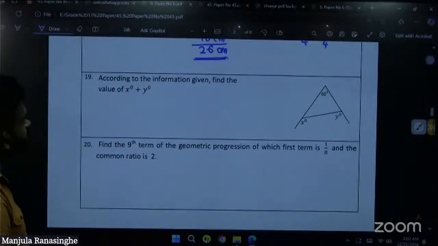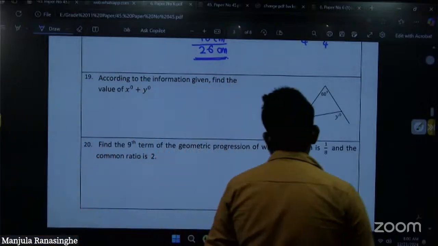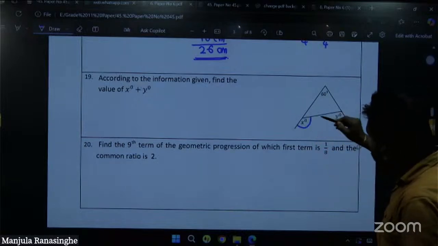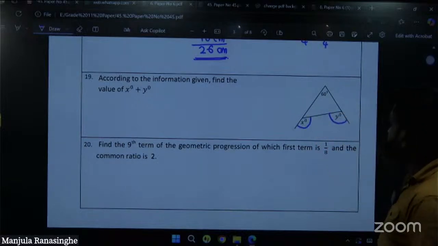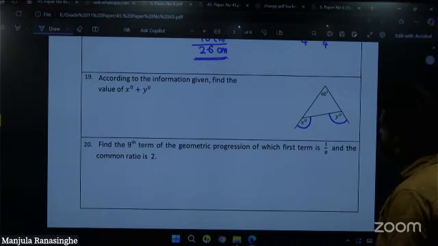According to the information given, find the value of x plus y. Nice one. x plus y they are asking, not x and y individually. So here x and here y. Now you can see that these are the exterior angles of a triangle in another way.